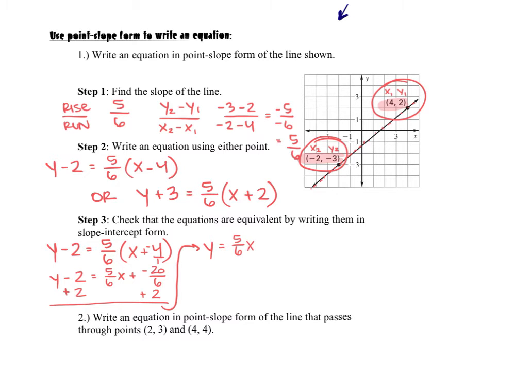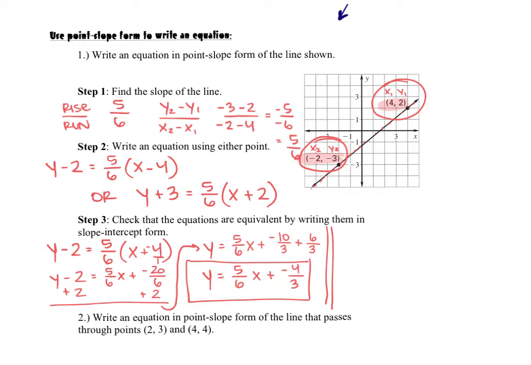All right, and now I've got to do a little fraction problem here. So I'm going to first write this as -10/3 because that's -20/6 simplified. And then I'm adding 2, and so I'm going to write that as 6/3, so they have a common denominator. So I get y equals 5/6 x plus -4/3, and that would be that equation in slope-intercept form, which you can see is a little complicated. I'm glad that we have this other form so I didn't have to mess with that other than to check it. All right, now let's move to the next equation.